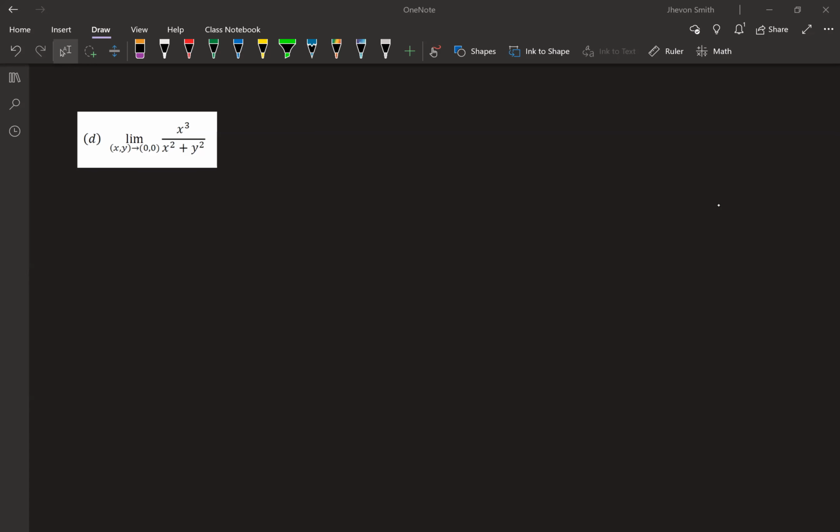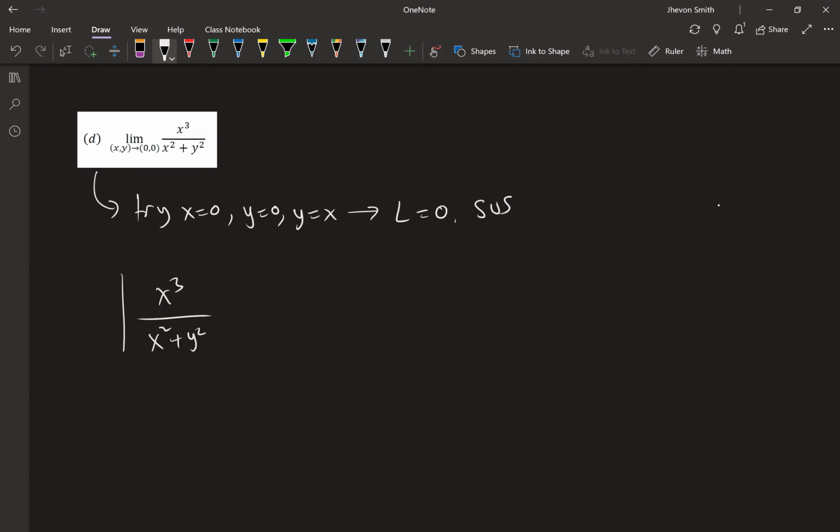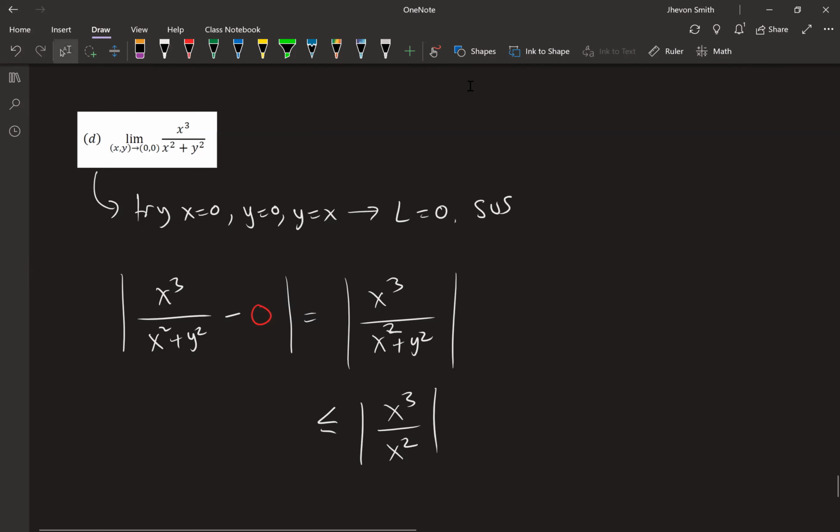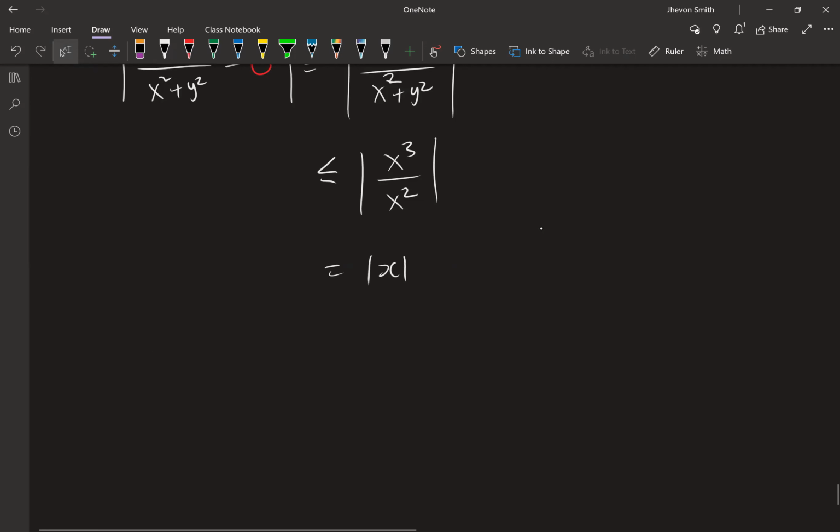You would realize that if you try a bunch of paths, along x equals 0, y equals 0, y equals x, you'd all find that the limit gives you 0, which is suspicious. So here you would put in x cubed over x squared plus y squared minus 0, in absolute values. Well, that's just |x cubed| over x squared plus y squared, which is less than or equal to |x cubed| over x squared, which equals the absolute value of x. And notice that this approaches 0 as (x, y) approaches (0, 0).